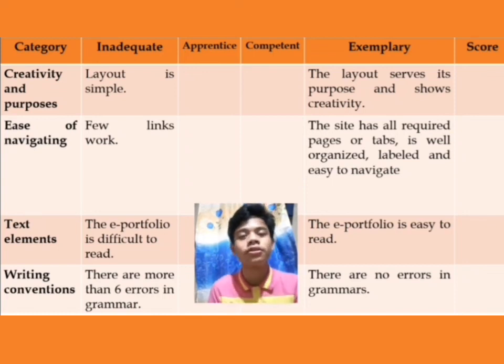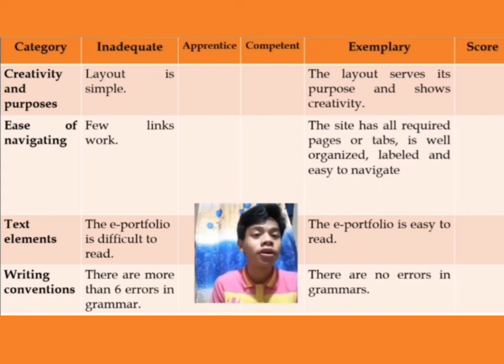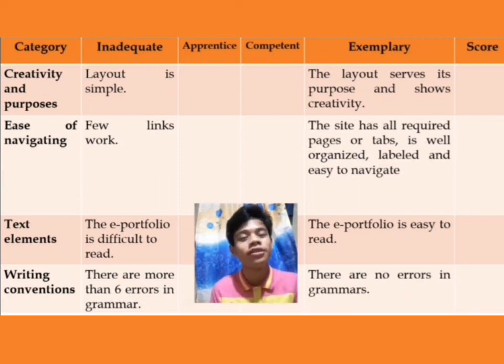In writing conventions, the inadequate or the lowest score is there are more than 6 errors in grammar. In high scoring or the exemplary, there are no errors in grammar. In this rubric, the writing convention, we will consider the year level of your students. If your students are in grade 7, maybe you will allow more errors because they are exploring in writing. But it depends on you as a future educator to score the e-portfolio.